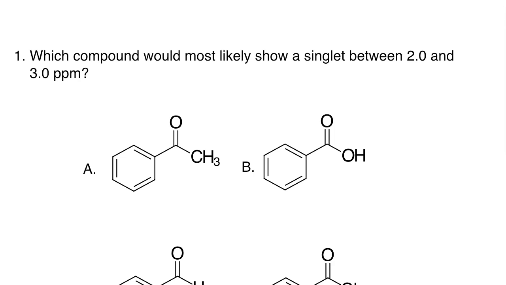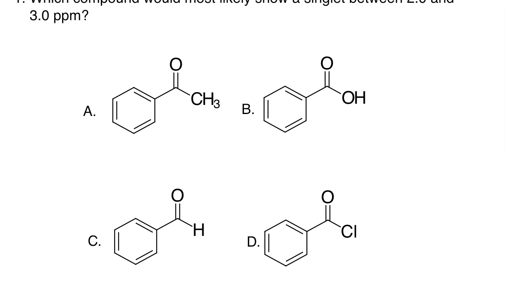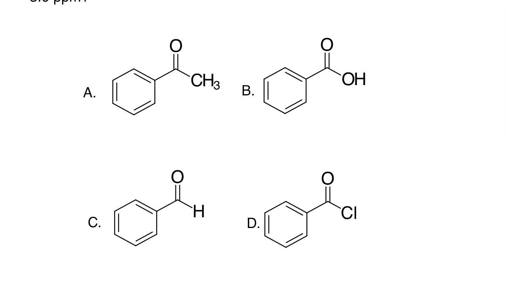Okay, so I've now brought up the questions that we're going to use for practicing here. So number 1, which compound would be most likely to show a singlet between 2.0 and 3.0 ppm on a proton NMR? So you can see there's 4 choices here. Only one of these should give a singlet in that mentioned area.